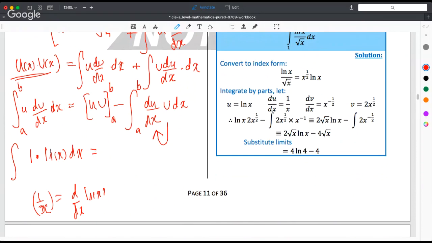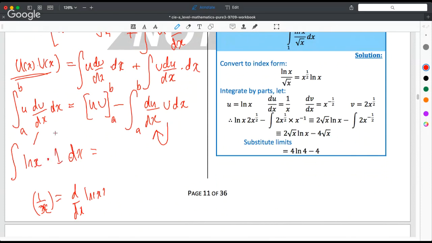Sorry, I've done this in the wrong order. Let me just move this around. I want to make this as clear as possible. Right, so I'll write the ln of x here, and then I'll put the 1 here.